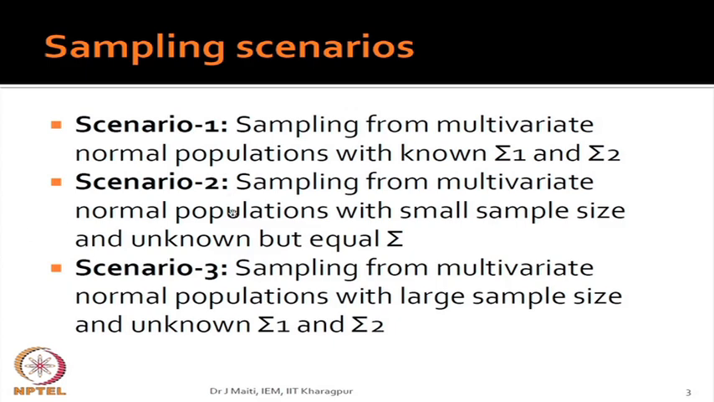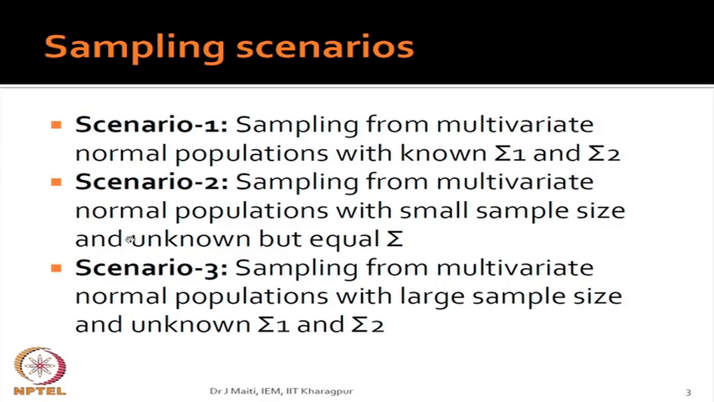So, scenario 1, scenario 2 and scenario 3. The first one is sampling from a multivariate normal population with known sigma 1, sigma 2. The second is sampling from a multivariate normal population with small sample size, unknown but equal sigma. And the third is sampling from a multivariate normal population with large sample size and unknown sigma 1 and sigma 2. We will discuss the second one, because that one you will be using more frequently.